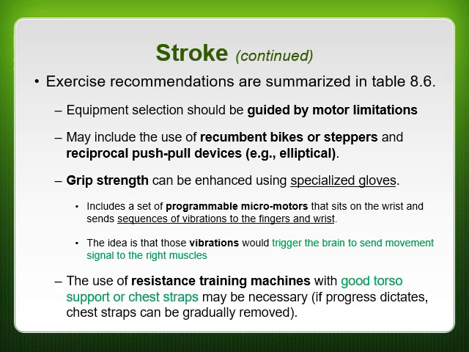And resistance training machines, you probably pick ones with good torso support or chest straps, right, in order to secure them properly onto the machines. And then as they progress, as they get better, a little more controlled movement, you can then progress to removing some of those straps.